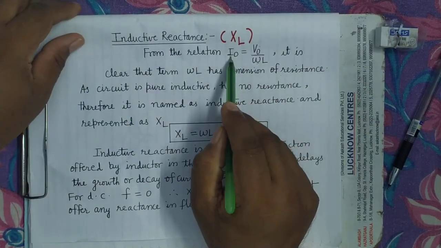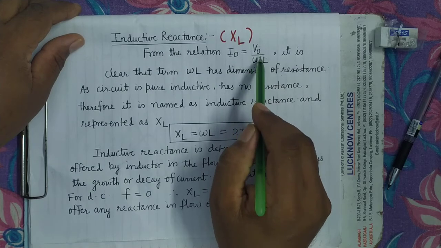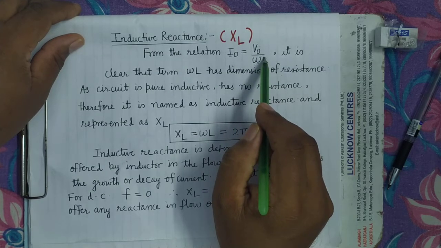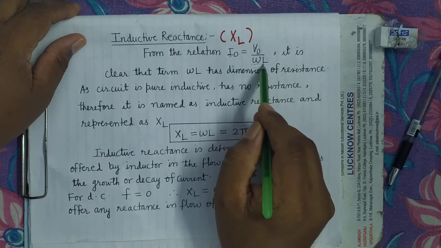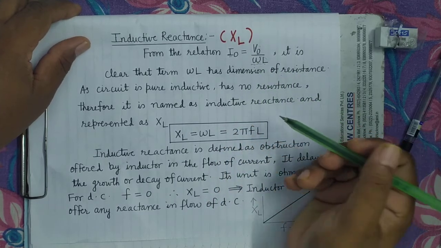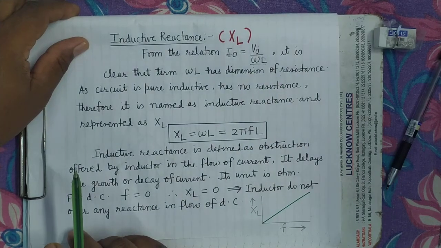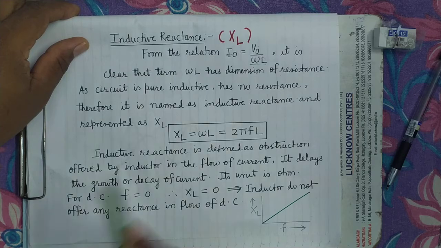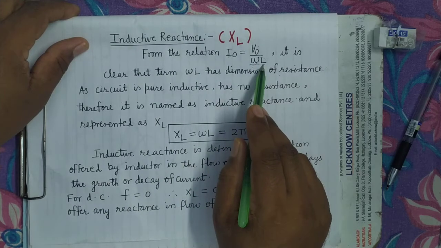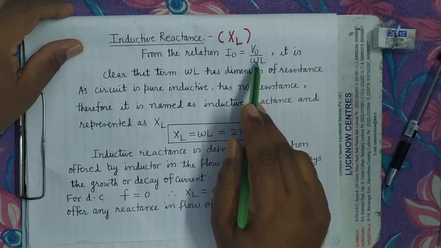This is current, this is voltage, therefore this must be resistance. Means omega L is a term which has the dimension of resistance. What is its unit? Its unit is ohm, because the unit of resistance is ohm. It is clear? Because this is current, this is voltage, therefore this must be the resistance.